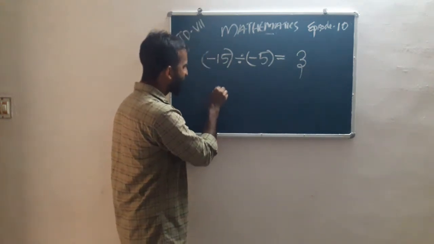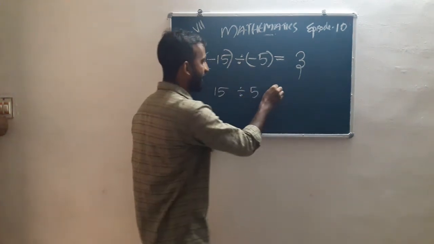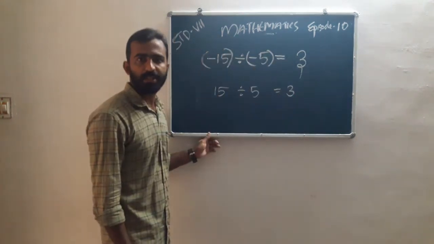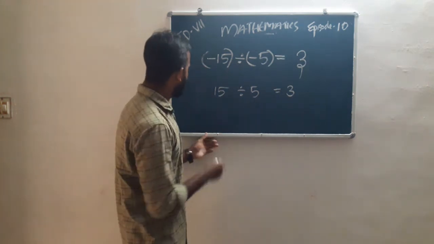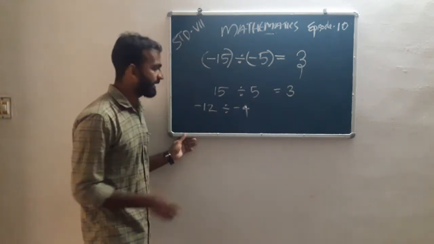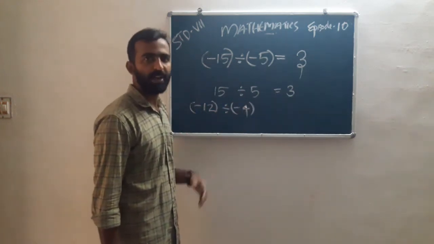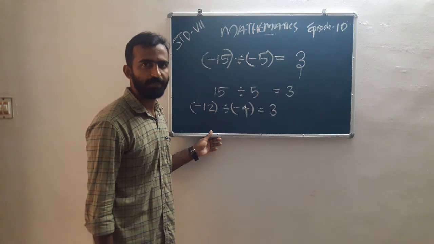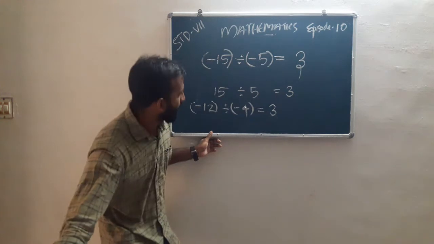In the case of 15 divided by 5, what do we get? We get the answer 3. Is it correct? Yes. Next, another one: negative 12 divided by negative 4. What may be the answer? The answer is 3. Is it? Yes.